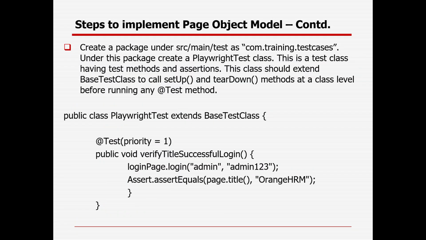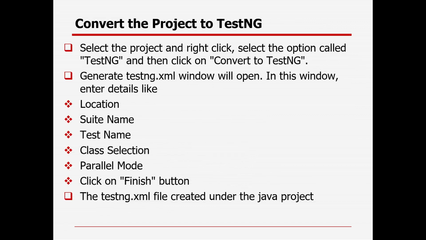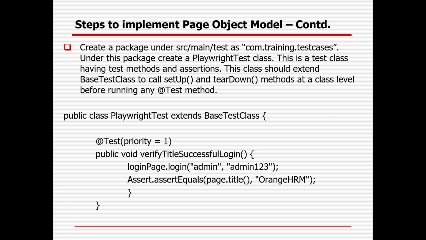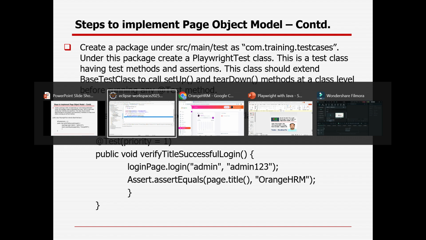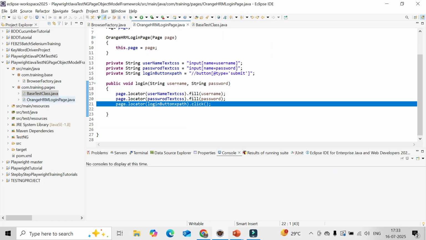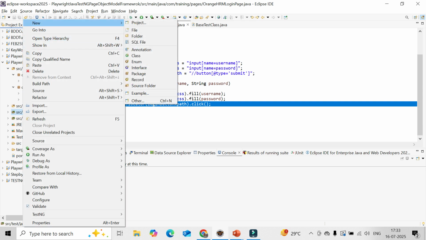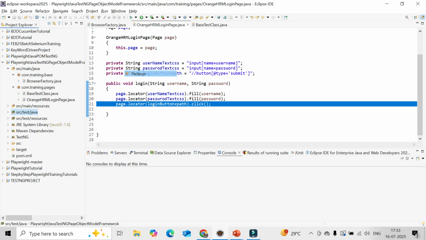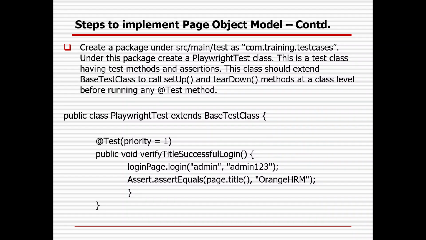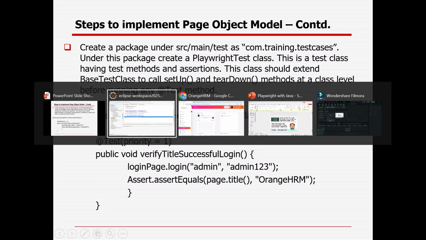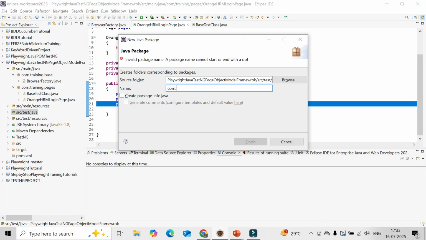Okay, now what we need to do is create another package where we'll be keeping all our test cases. Definitely this should be in another package, and we can use the src test java folder to create our test cases. So we can create another package in the src test java folder, and we can give it the name com.training.testcases. This is the package name we can give it.